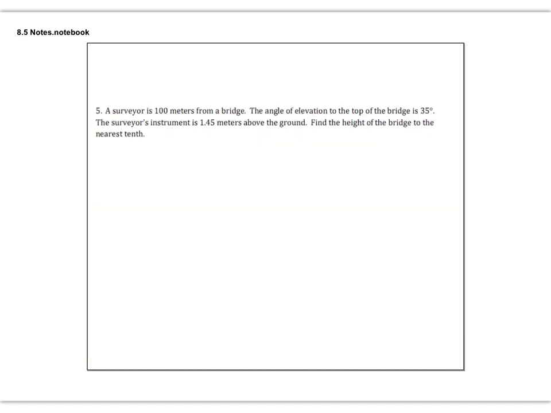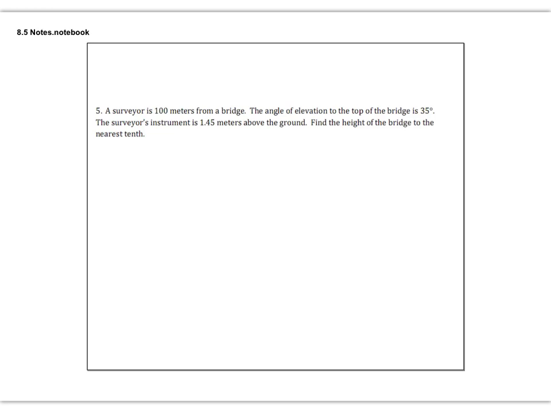A surveyor is 100 meters from a bridge. The angle of elevation to the top of the bridge is 35 degrees. The surveyor's instrument is 1.45 meters above the ground. Find the height of the bridge to the nearest tenth. You might see these people along the side of the road when there's road construction going on. They have a little tripod. They're wearing bright orange vests, and they're doing some trigonometry, calculating the slope of the road they're going to build, perhaps a sidewalk.